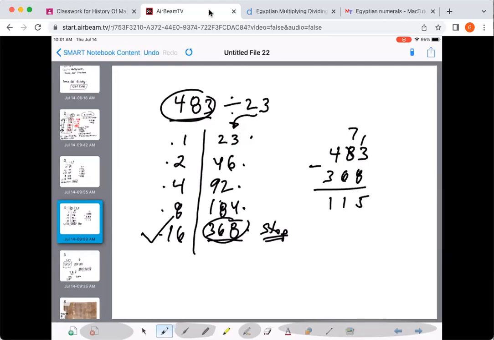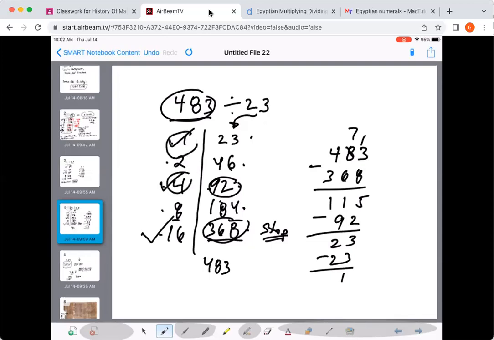We skip over 184. 92 is the next number that we can use. So we are going to use it. And then subtract. And then look for the number that's less than or equal to 23, and it's 23. So to get 483, we add together 1, 4, and 16. So I'll write down 1 plus 4 plus 16 equals 21. Now, that's the division algorithm.